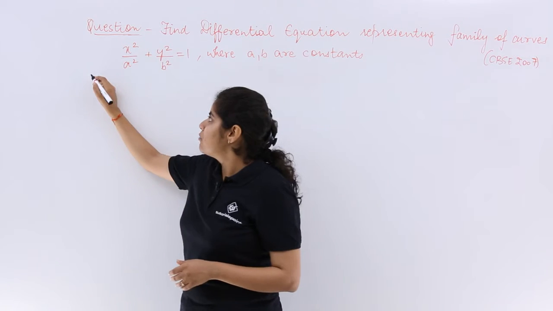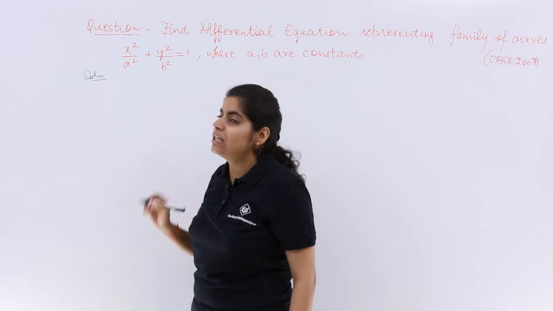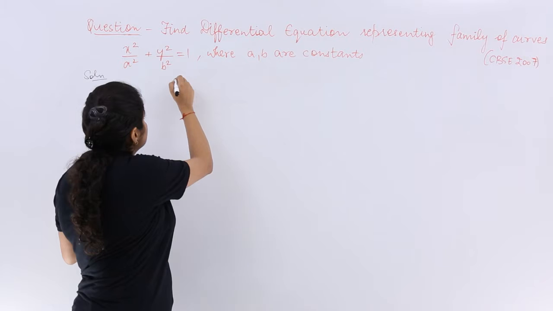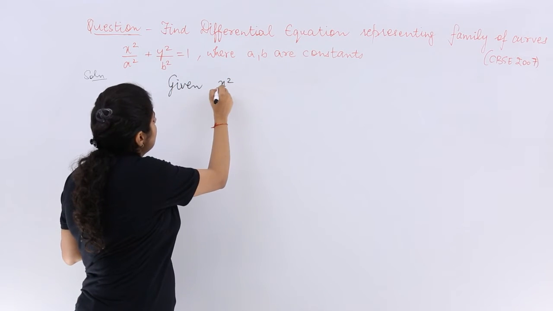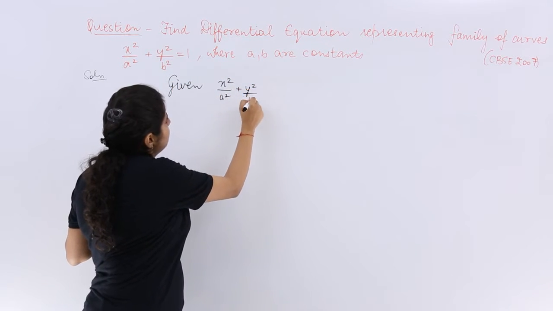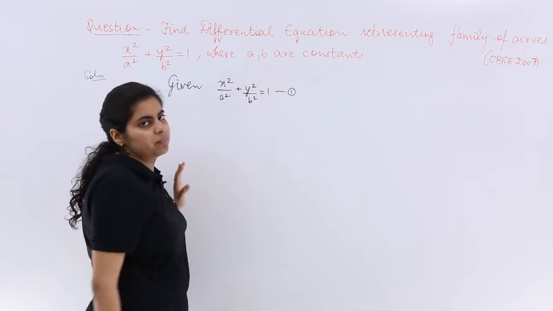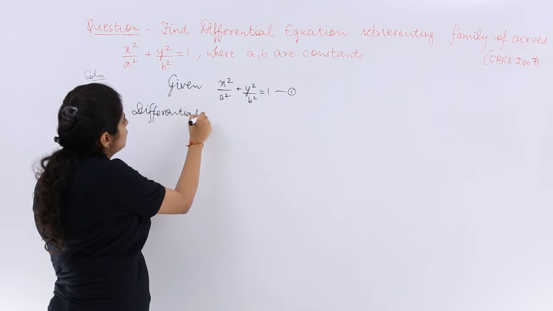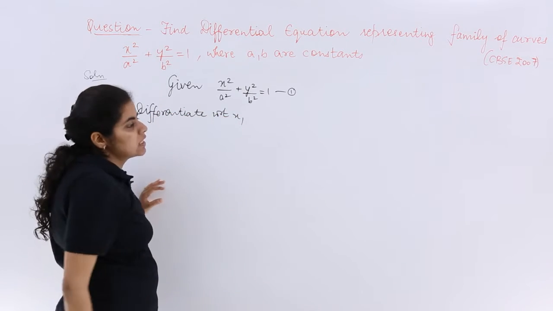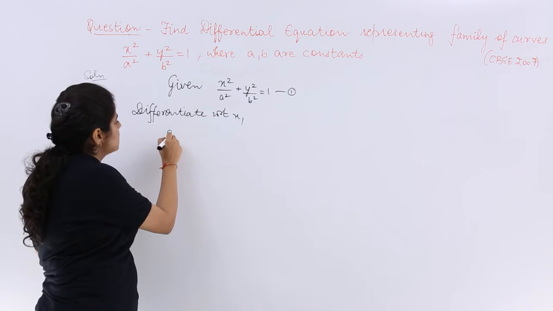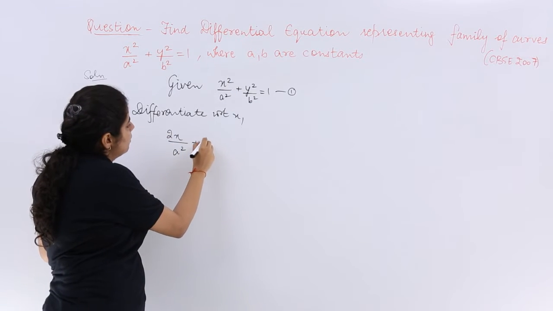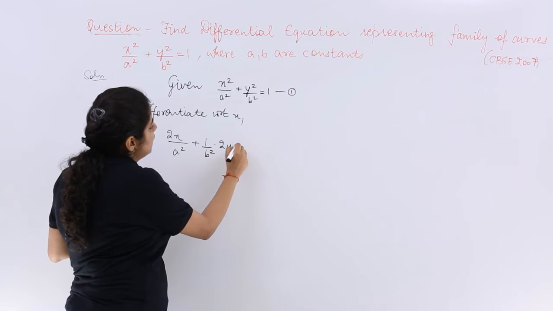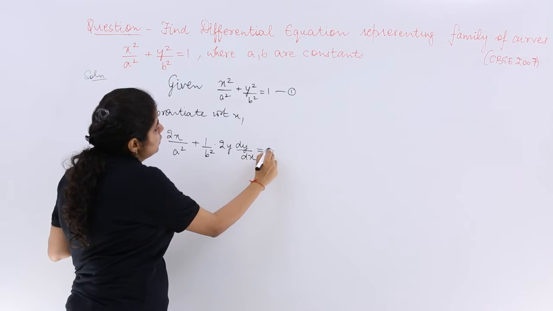Let's see this question. First of all, you must know what is the order possible for the differential equation. The order must be 2. The given equation, x square upon a square plus y square upon b square is equal to 1. Let me make it as 1. Now I write differentiate with respect to x. So what happens? This becomes 2x upon a square plus 1 upon b square, and what about y square? It is nothing but 2y dy by dx is equal to 0.